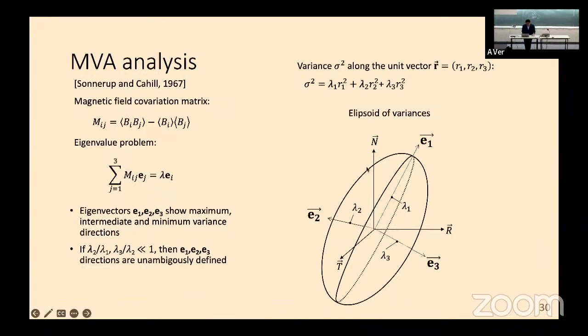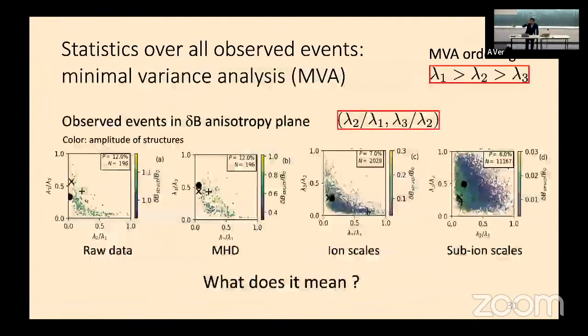So here the ellipsoid of variances is shown with three principal directions corresponding to the eigenvectors of the magnetic field correlation matrix. So now for each structure at MHD, ion and sub-ion scales, we perform a minimum variance analysis and obtain three eigenvalues, lambda 1, lambda 2, and lambda 3. And for each structure, we put it on the plane of the minimum variance eigenvalue ratios. So each point here is corresponding to one structure.